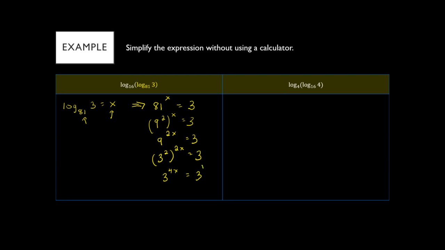So the exponent on the 3 here is 1. If the bases are the same, then the exponents must be equal. So 4x must equal 1. And if we solve for x, we find out that x is equal to 1/4. So I have now found out that the log base 81 of 3 is equal to 1/4.